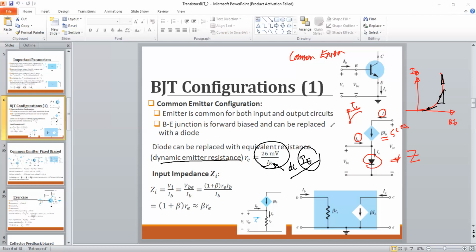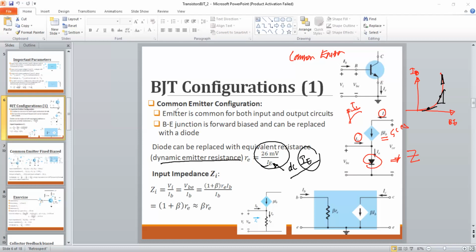So let's stick with this one. If you want to evaluate the dynamic emitter resistance, just plug in this equation, find out the DC emitter current by doing the DC analysis for the transistor, and then plug it in here and get the value of the dynamic emitter resistance. In most cases RE will be given, so then you don't need to worry about it. If it is not, you have to do the DC domain analysis first, get the IE, and plug it in to find out RE. Without RE you cannot move forward with this AC analysis part, so you need RE.